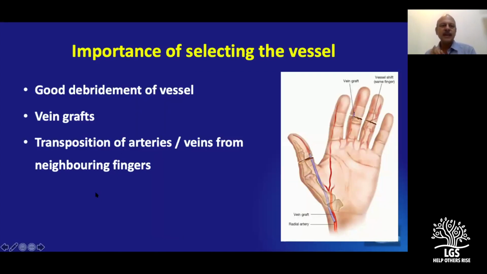So, it is important to do a good debridement of the vessel. Do not worry if it is going to go very proximally. You can always put a vein graft. You want survival. You're going to do a great job doing a replantation. When you want survival, you can always do an extra anastomosis by putting in a vein graft. Or you can do what is known as transposition of arteries or veins from the neighboring fingers. You can put a vein graft like this, or you can transpose arteries from the neighboring fingers, or from the same finger, you can take it from the opposite side.